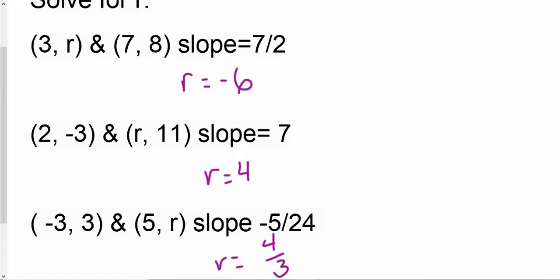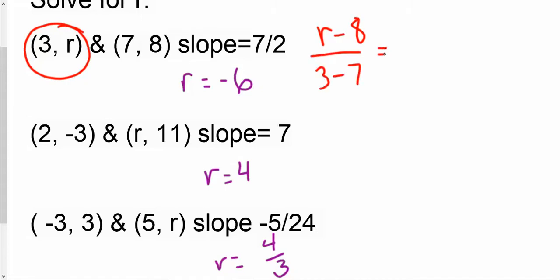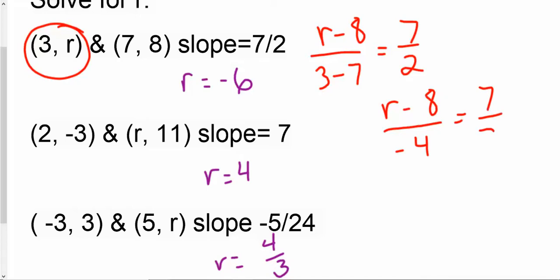So for the first one, I'm going to set it up. And again, we like r to be first here. If you don't do it that way, it's okay. You're just going to deal with a negative r. So I'm going to do r minus 8, my delta y, over 3 minus 7, my delta x. This is 7 over 2. This can simplify down to r minus 8 over negative 4 equals 7 over 2.